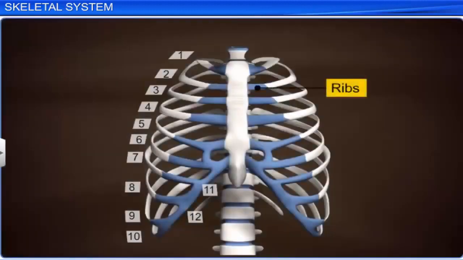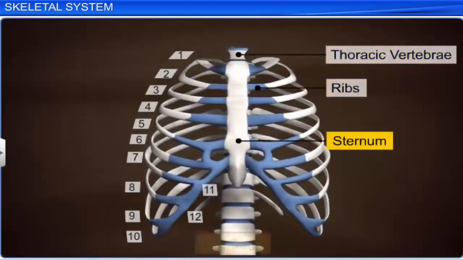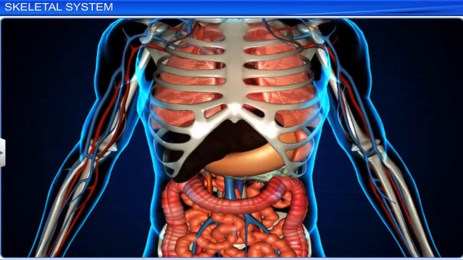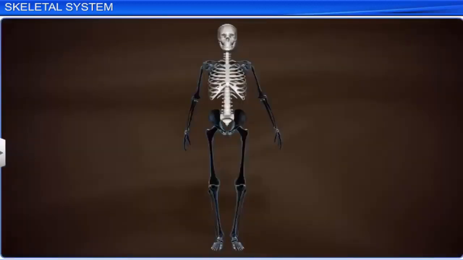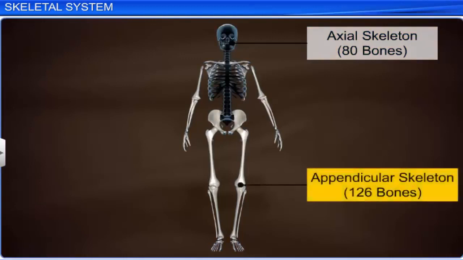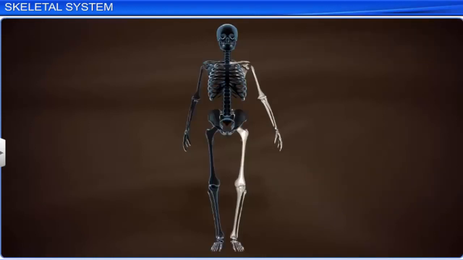The ribs, along with the thoracic vertebrae and sternum, form the rib cage, which protects vital organs like the heart and lungs. Thus, the axial skeleton consists of 80 bones, including the skull, vertebral column, ribs, and sternum. The remaining 126 bones form the appendicular skeleton, which includes the bones of the limbs and their supporting girdles. Interestingly, each limb consists of 30 bones.